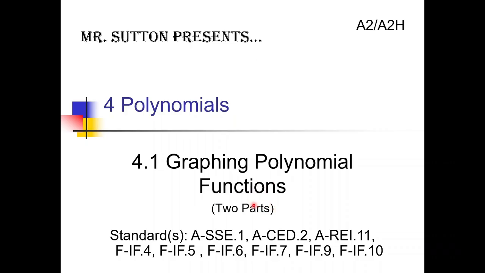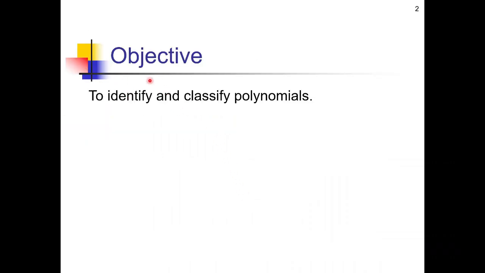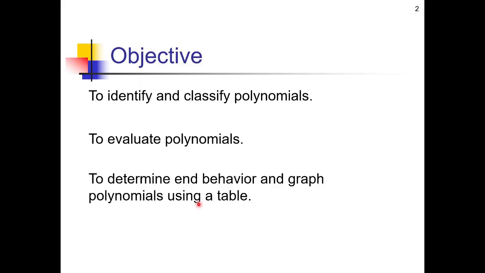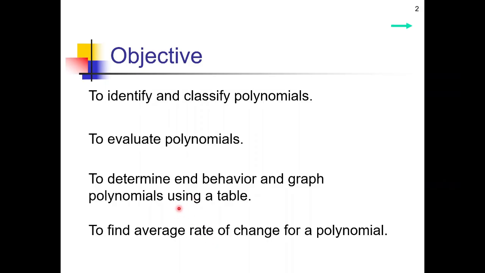This will be a two-parter. Throughout this one, we will be identifying and classifying polynomials and evaluating them at certain x values. In addition, in order to graph them, we're going to determine the end behavior, and we'll use a table to graph the polynomials. And for the honors portion of this lesson, we'll also be figuring out the average rate of change, or AROC, for a polynomial function.